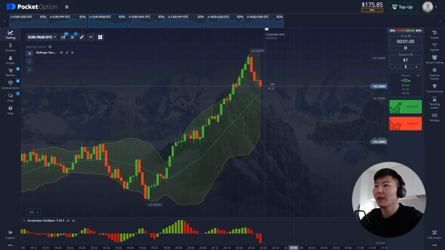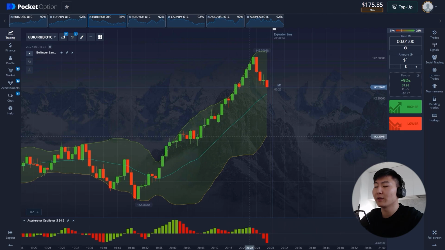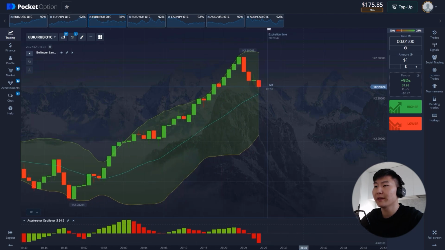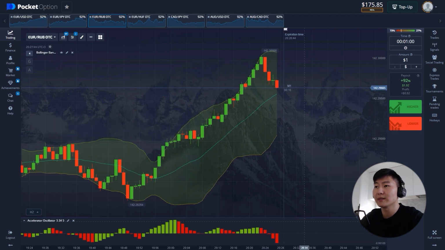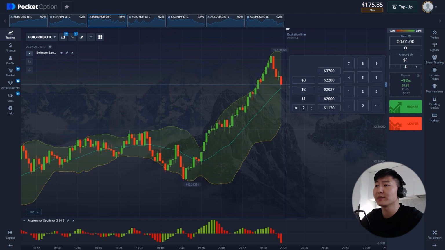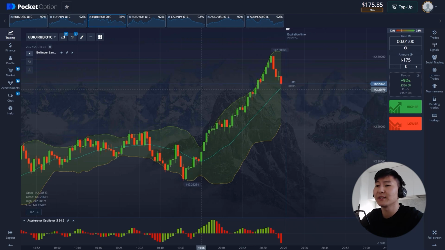So our main signal will be the touch of the upper or lower boundary of the channel. And also we are gonna watch the color of the histogram on the accelerator, and another signal is when the accelerator crosses the level 0. So guys, I will show you how it works in practice, but before we get started, let's update the trade amount.